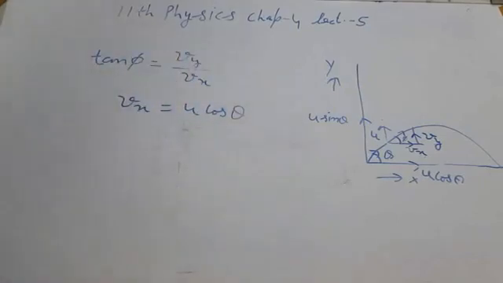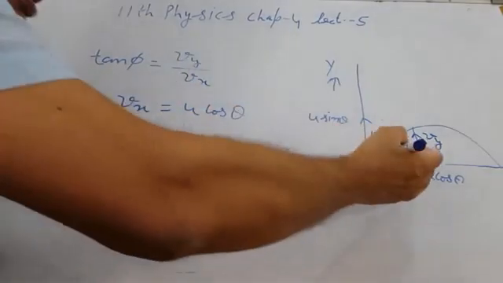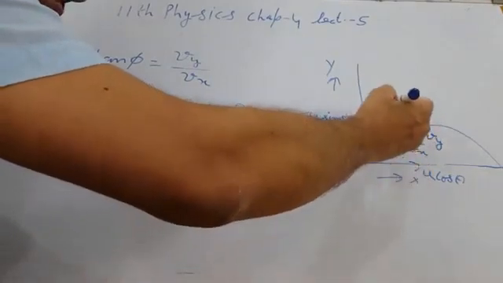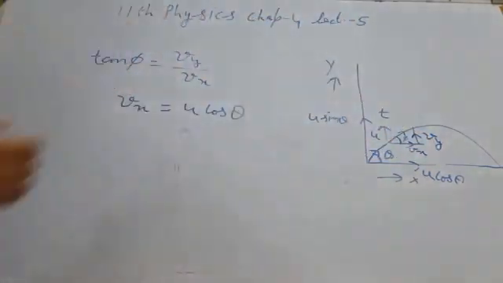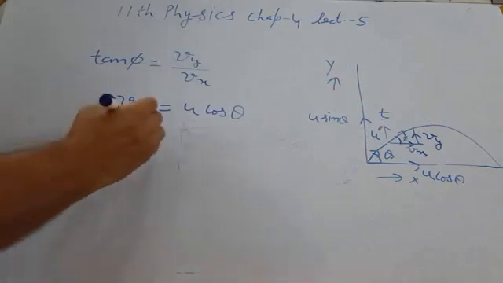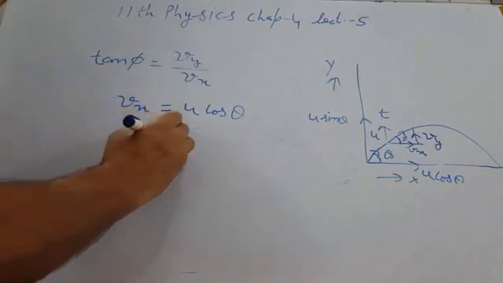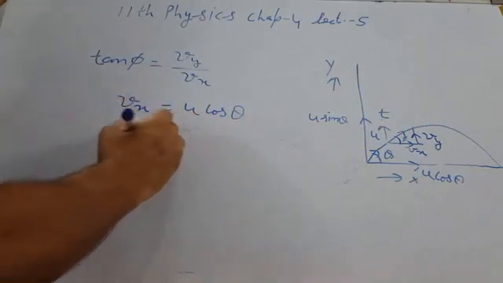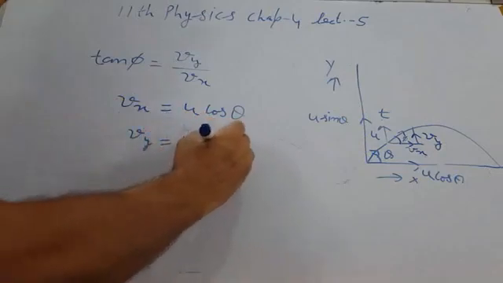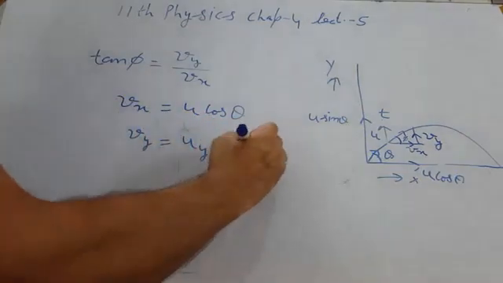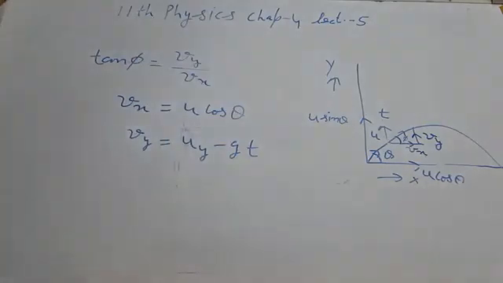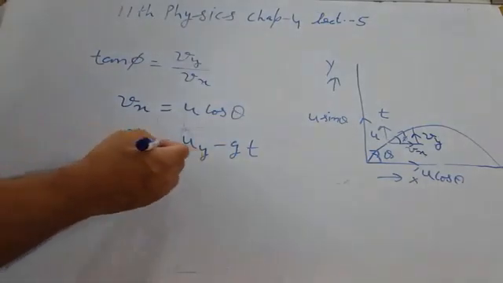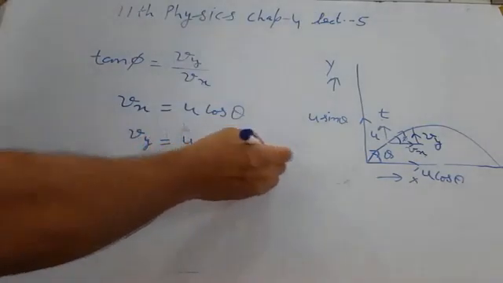The y component was continuously changing. Suppose this particle reaches this point after time t. So what will be the y component? v is equal to u plus at. So vy will be equal to uy minus gt, because g is acting against the motion. Our aim is to calculate vy. So vy is uy minus gt.